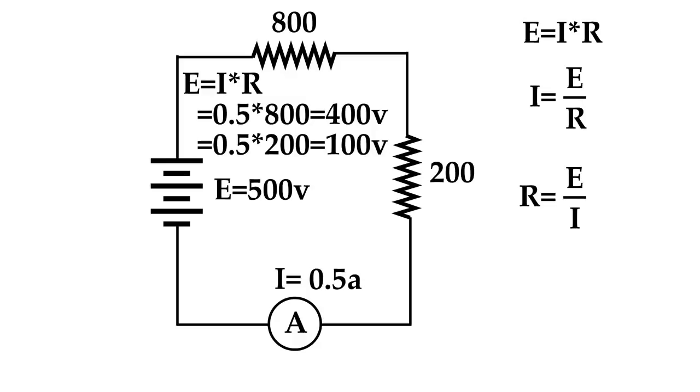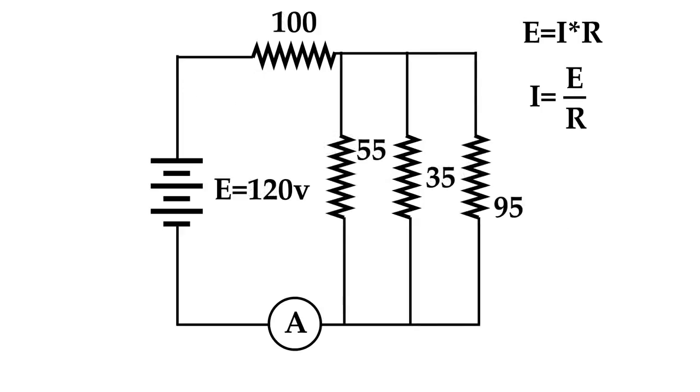E equals I times R. 0.5 times 800 ohms equals 400 volts. Then the other one, 0.5 times 200 ohms equals 100 volts. So we have 400 volts across that 800 ohm resistor, and we have 100 volts across the 200 ohm resistor.